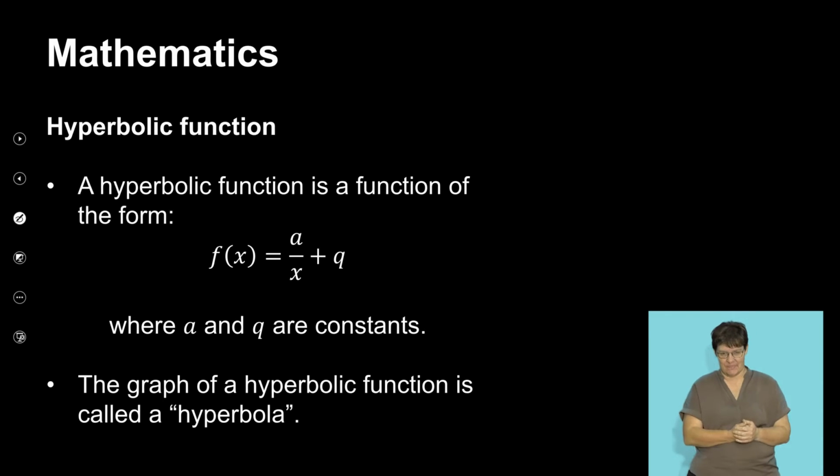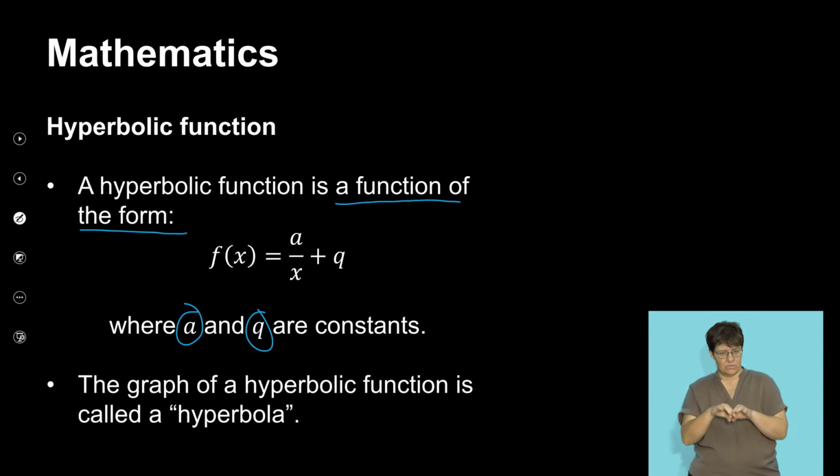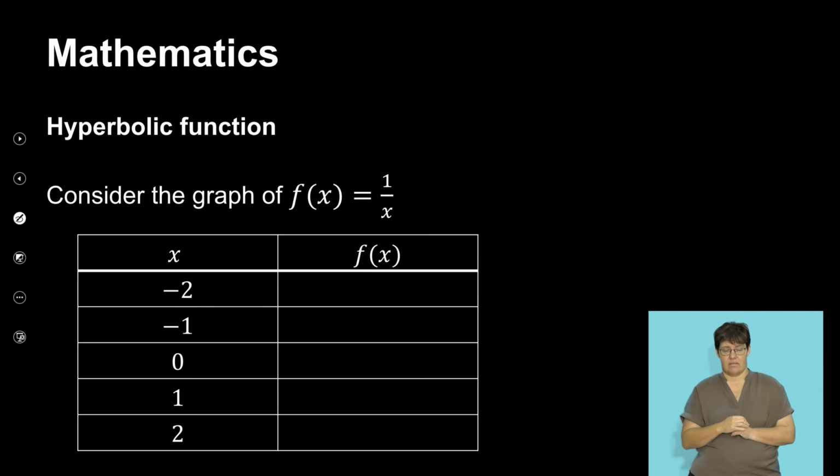Now, a hyperbolic function is a function of the form f of x equals a over x plus q, where the a value and the q value are still constants, right? So they can be anything. The a can be 2, can be 5, can be negative 10. It does not really matter as long as it is a real number. And then the graph of a hyperbolic function is called a hyperbola.